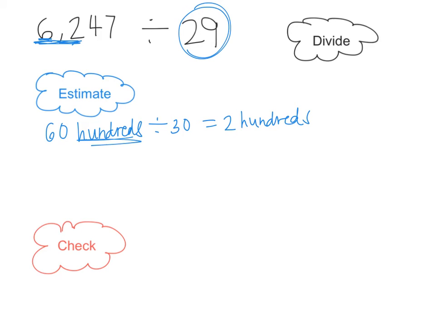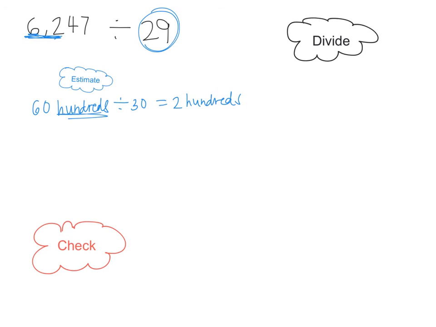Let's write our actual dividend, or our actual whole, which is 6,247. And our actual divisor, which is 29. Okay, our first one should be 200. So I'm going to put a 2 above the hundreds place. What's 2 times 29? 58, okay. So how many hundreds do I have left over? 62 minus 58 is 4.